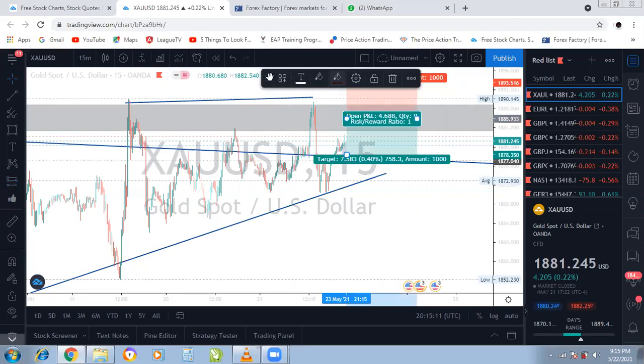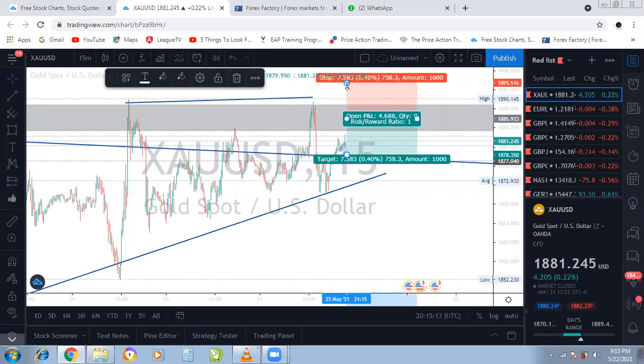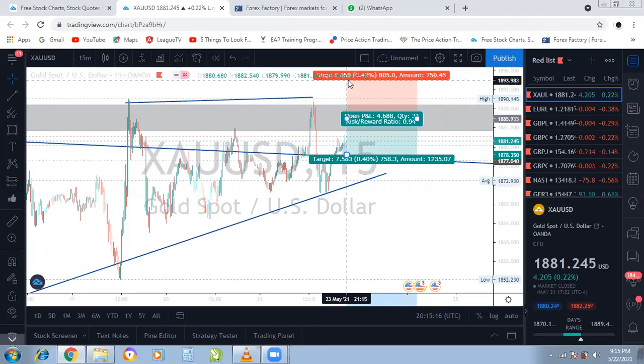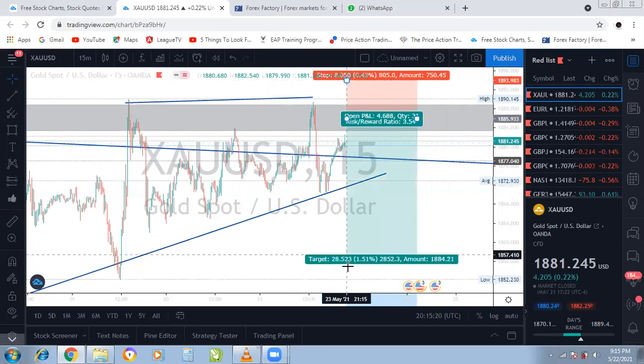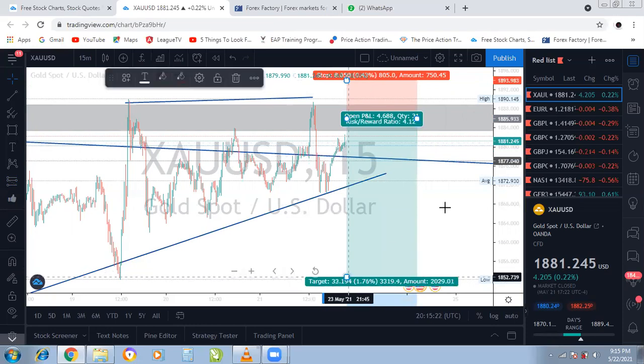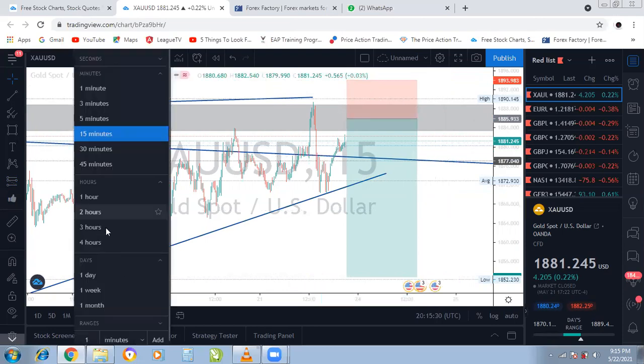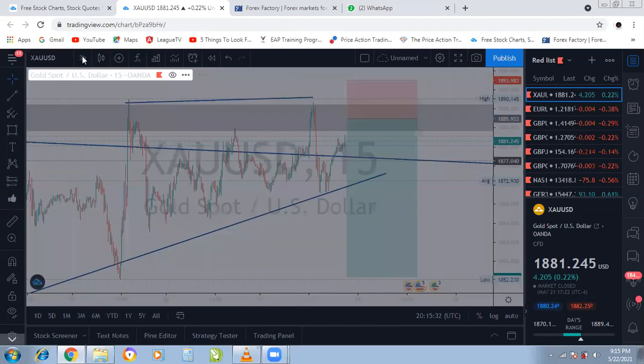So my stop loss will be a little bit above it, while my TP will be 2x or more of my stop loss. That is a 1:3 ratio or more, 1:3 or 1:4 or 1:5 ratio. So that is that on gold. Do you have any questions?